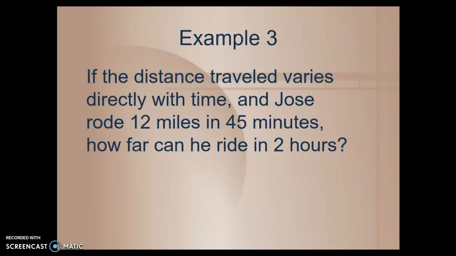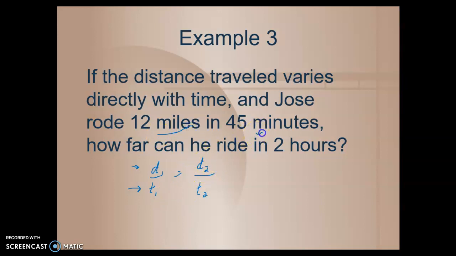If the distance traveled varies directly with time, and Jose rode 12 miles in 45 minutes, how far can he ride in 2 hours? Well, we know that our distance depends on our time, and we've been given two pieces of information, a first distance and a first time. And then we've been given a second time, and we're trying to find a second distance. The first thing we need to make sure of is that our distance units are all the same and our time units are all the same. Our distance was in miles, so we're going to find our distance in miles.